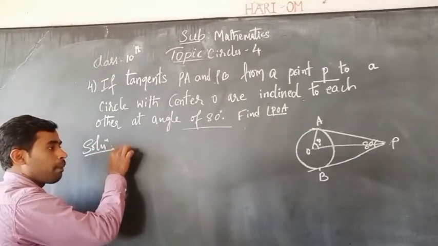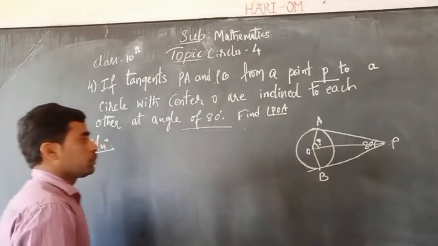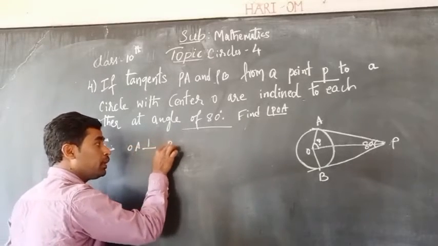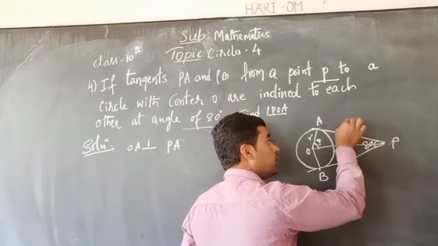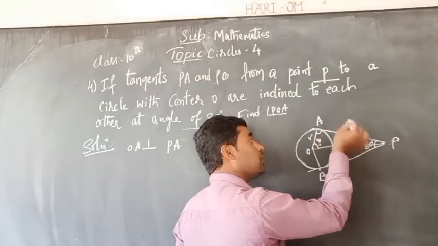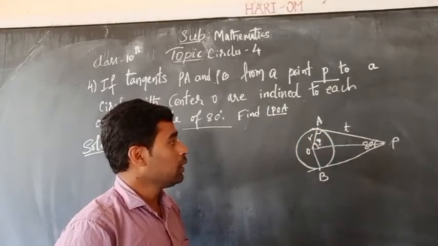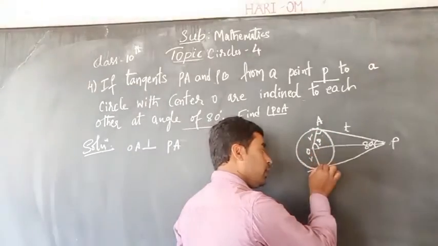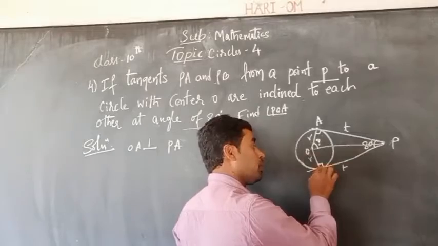Here I join OB. Here OA is perpendicular to PA. OA is the radius and PA is the tangent. The radius is perpendicular to the tangent at the point of contact. And again you have another radius OB, which is perpendicular to the tangent at the point of contact B.